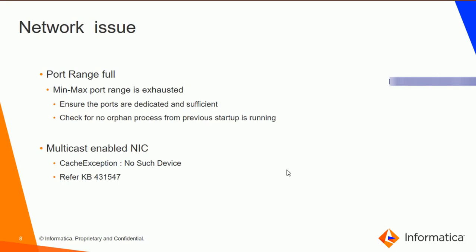Then comes the network issue. The network issue is basically two categories, I would say. One is the port range full. The MRS does not have its dedicated port which it will always use. It is always going to pick up a port from the port range specified in the node's min and max port range. So the node will give one of the min and max port range, and MRS would pick that one randomly and then come up over that.